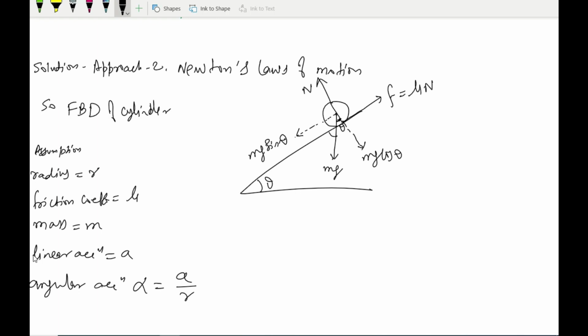Now since this will start rolling, what will happen here? You will apply Newton's second law of motion. Net force will be equal to mass times acceleration for linear motion, and net torque will be equal to moment of inertia times angular acceleration. So let's apply.